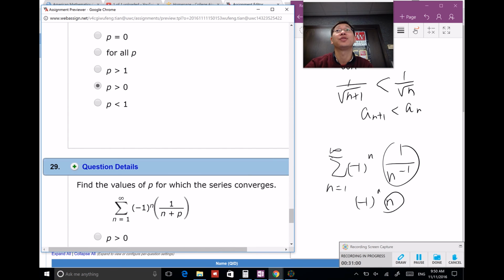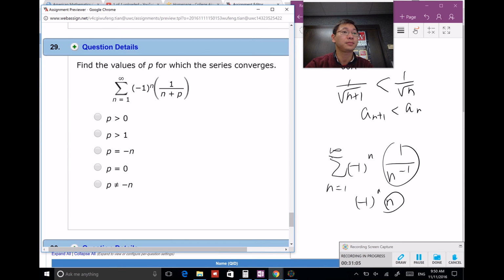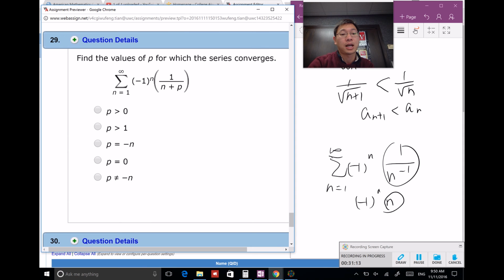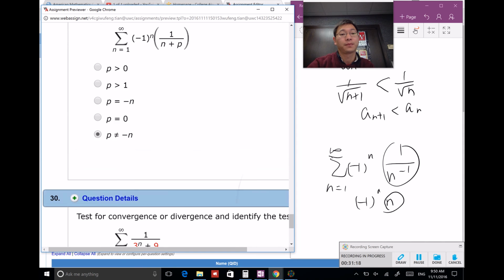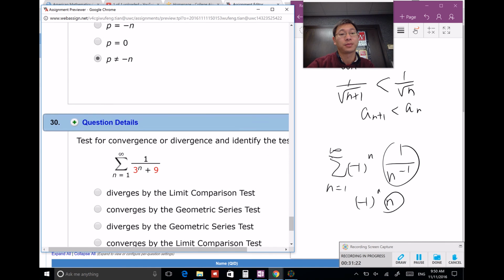Make sense? Okay. So 29. P, n not equal to negative p, because as long as this is not equal to 0, then it will converge.